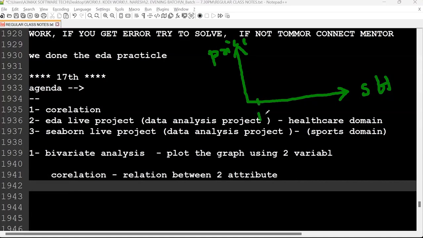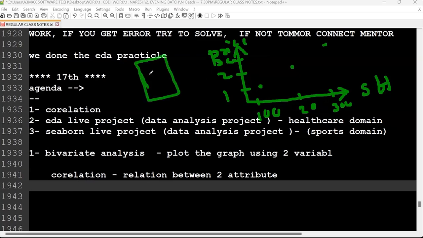Let's say 100 square feet, the cost of the property is 1 CR. 200 square feet, the cost of the property is 2 CR. And 300 square feet, the cost of the property is 3 CR. Now let's plot. Can I plot the data points or not? For example, let's say I have one Excel.